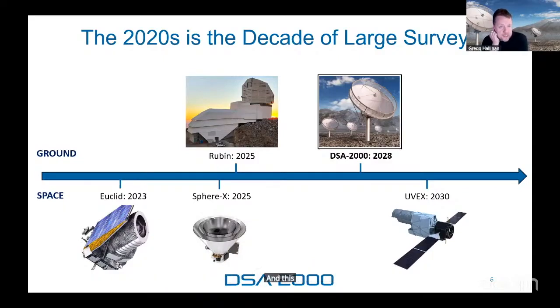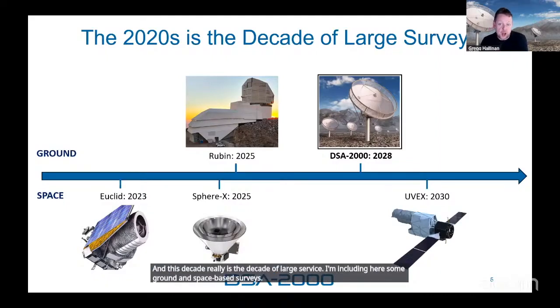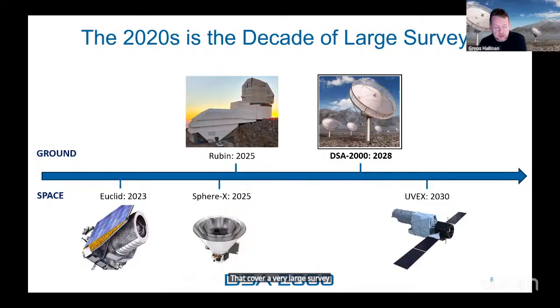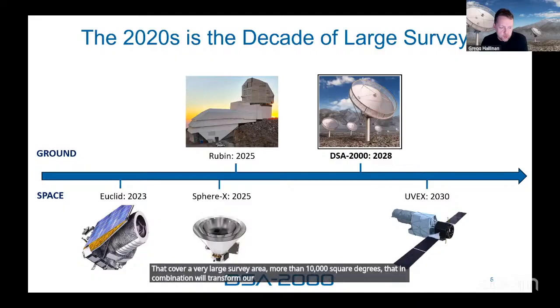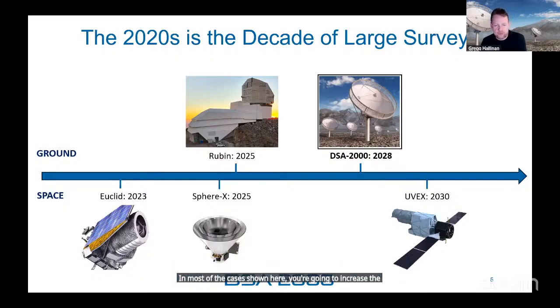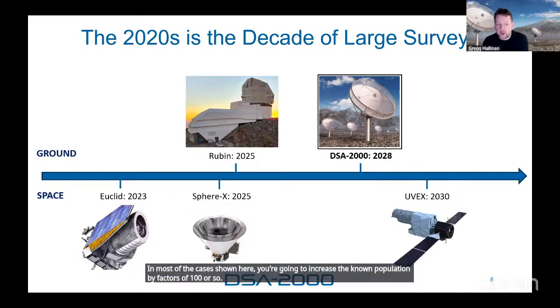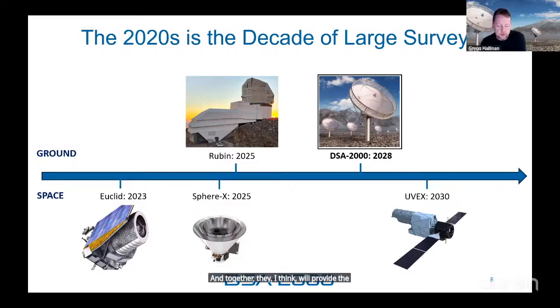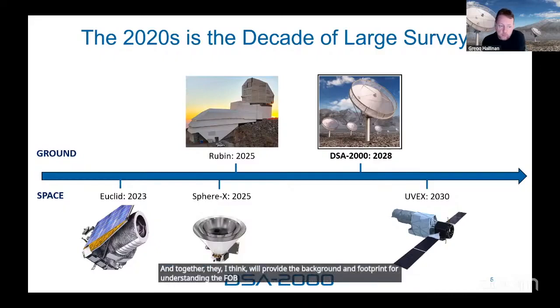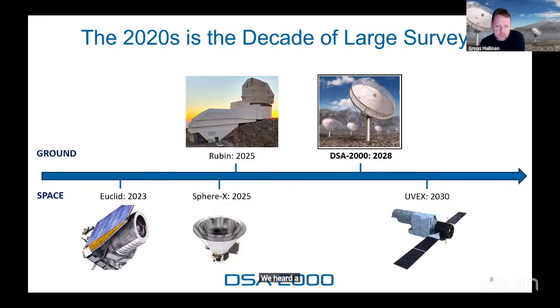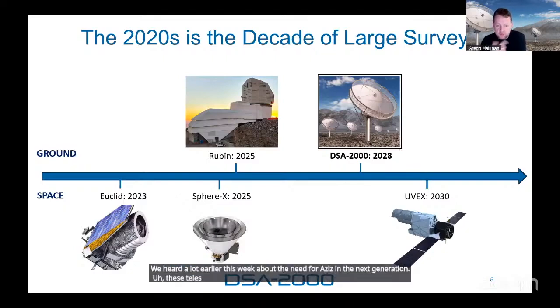And this decade really is the decade of large surveys. I'm including here some ground and space-based surveys that cover a very large survey area, more than 10,000 square degrees, that in combination will transform our view of the cosmos. In most of the cases shown here, you're going to increase the known population by factors of 100 or so. And together, they, I think, will provide the background and footprint for understanding the FRB population very well. We heard a lot earlier this week about the need for photo-z's in the next generation. These telescopes, including the UV anchor provided by UVEX, will be very important for that.